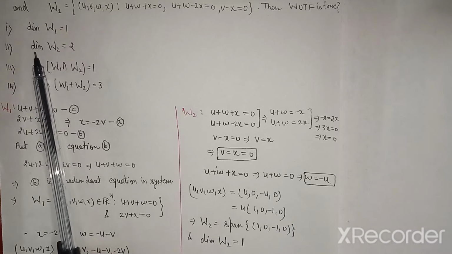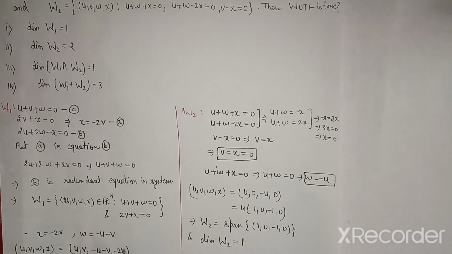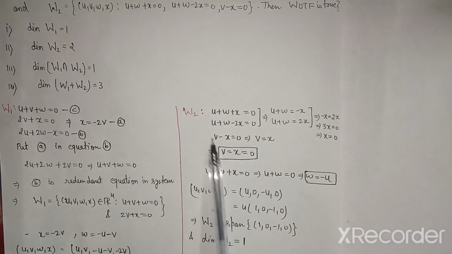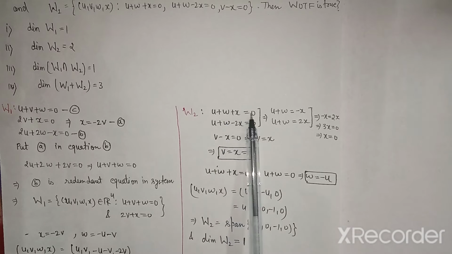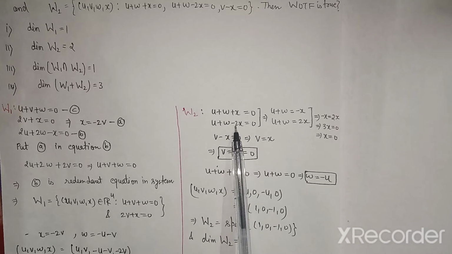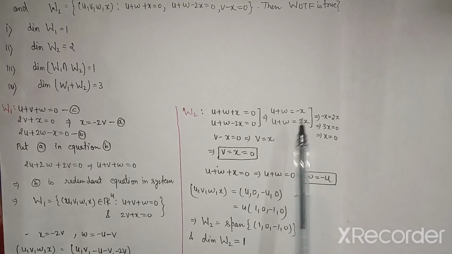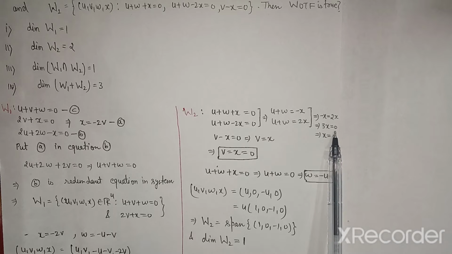The next option is about the dimension of W2. So we calculate the dimension of W2. W2 is a subspace which satisfies these three conditions. From the first and second conditions we get u plus w is equal to minus x, and u plus w is equal to minus 2x. This implies we can directly write minus x is equal to minus 2x. So from here we get 3x is equal to 0, and hence x is equal to 0.